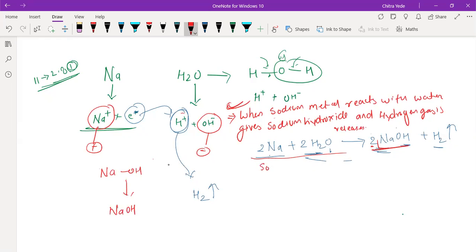Here you have to write sodium. Here you have to write water. Here you have to write sodium hydroxide, and it is hydrogen gas. See, our time is going to complete, so we have to rejoin the class again. Okay, sir. Sodium hydroxide. Let me write hydroxide.